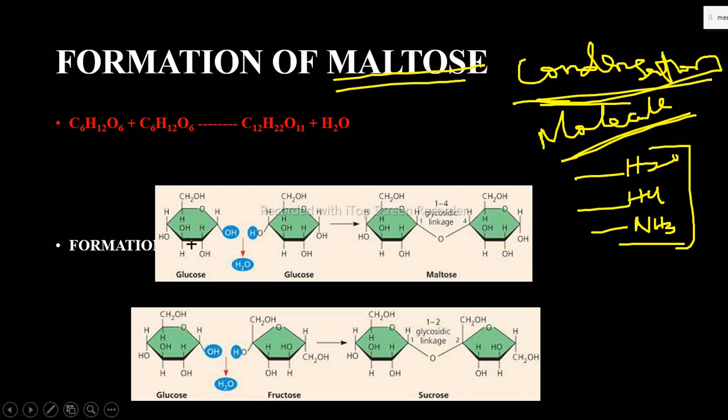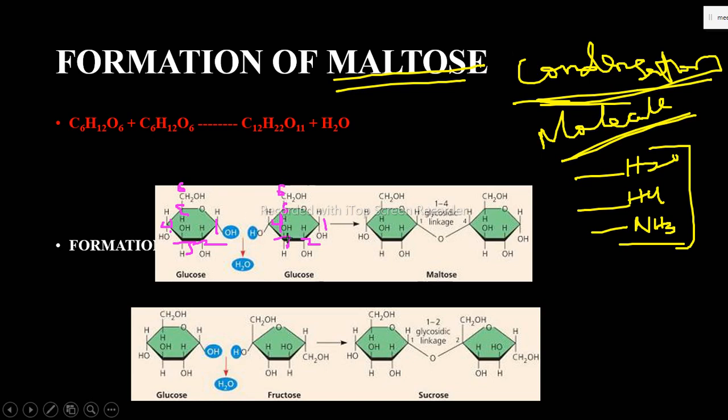Now similarly here, you can see, this is carbon 1, this is carbon 2, this is carbon 3, this is carbon 4, this is carbon 5, and this one is carbon number 6. The same applies, 1, 2, 3, 4, 5, 6.